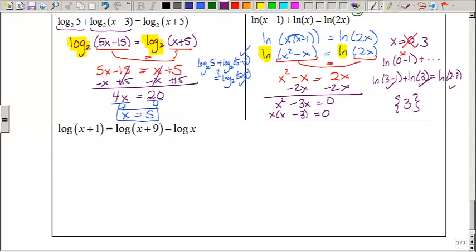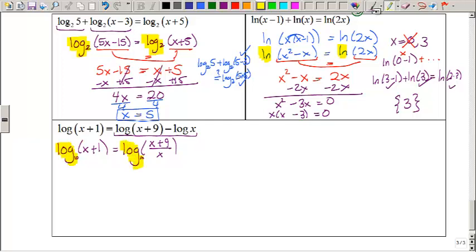For our last example, we have one log on the left-hand side, but two logs on the right. So I'm going to take the two logs on the right and condense them down to a single logarithm by using the quotient rule. Because we're subtracting, we get to divide the arguments, or take the quotient of the two arguments. So we have log base 10 of x plus 1 equals log base 10 of x plus 9 over x. You don't really have to write the base 10, but I'm just trying to emphasize that the bases are the same. I have log equals log.